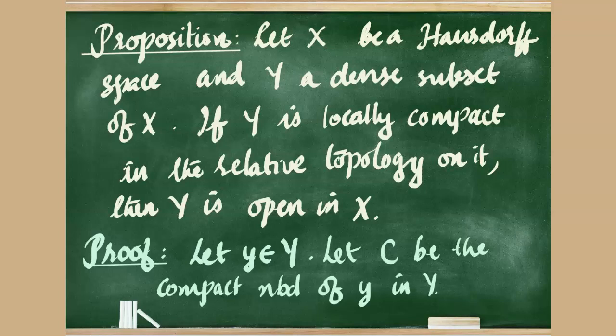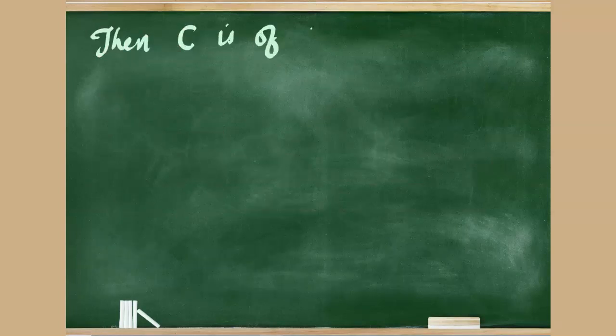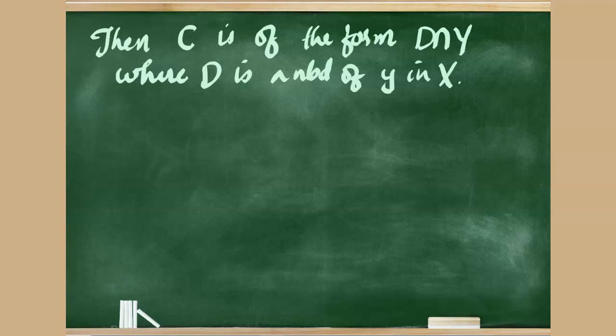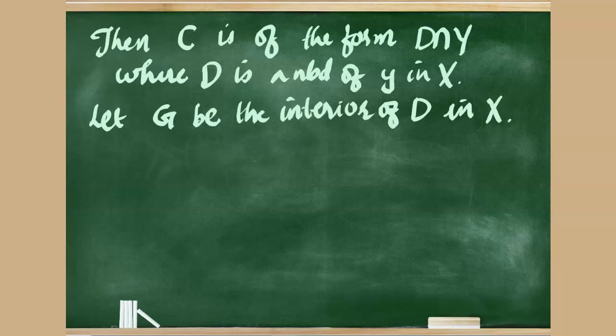Since C is a neighborhood of small y in the subspace Y, C is of the form D intersection with Y, where D is a neighborhood of small y in the space X. Let G be the interior of D in the space X. Then since D is a neighborhood of small y, small y is an interior point of D. So, small y will definitely belong to the interior of D, that is the set G.